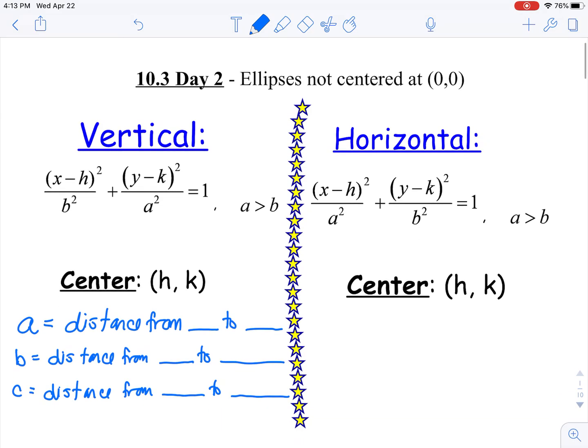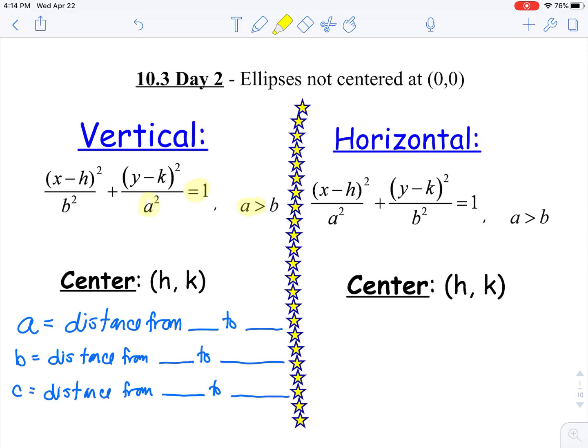As you look at the two equations for the vertical ellipse and the horizontal ellipse, once again, you'll notice that they primarily look the same. A couple of key parts to these equations: it needs to say equals 1. Remember that the A value is always greater than the B value.